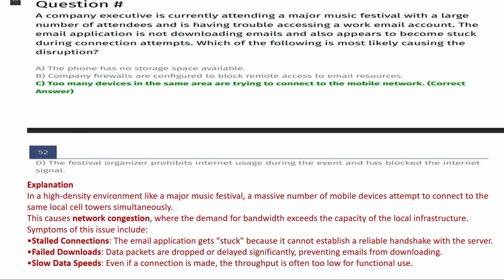So let's check the explanation. In a high density environment like a major music festival, a massive number of mobile devices attempt to connect to the same local cell tower simultaneously. This causes network congestion, where the demand for bandwidth exceeds the capacity of the local infrastructure. Symptoms of this issue include stalled connections: the email application gets stuck because it cannot establish a reliable handshake with the server. Failed downloads: data packets are dropped or delayed significantly, preventing emails from downloading. Slow data speeds: even if a connection is made, the throughput is often too low for functional use.